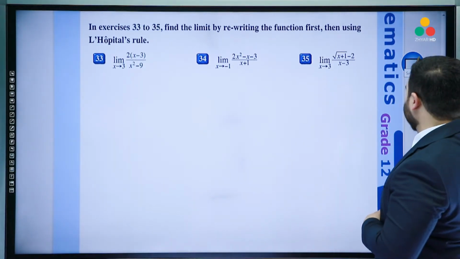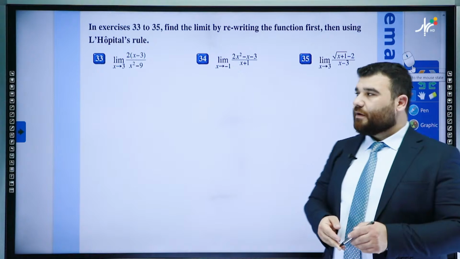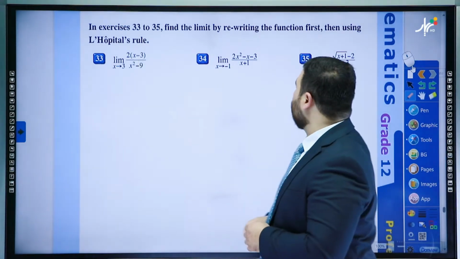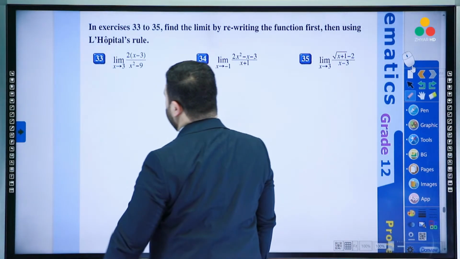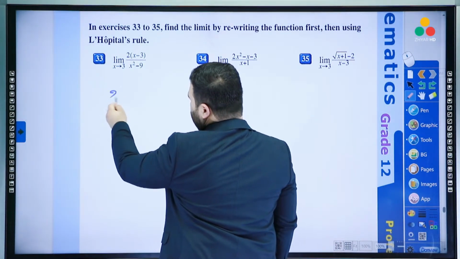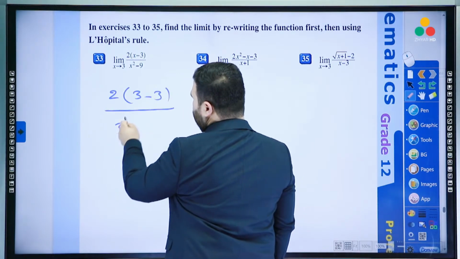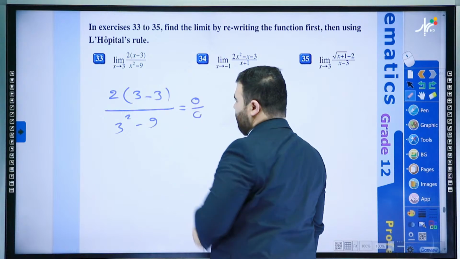We have 3 exercises. Question 33, 34, 35. All of them, the question says use L'Hopital's rule. Now, if I put 3 in place of x, it's 2 times 3 minus 3 over 3 power 2 minus 9. This is equal to 0 over 0.